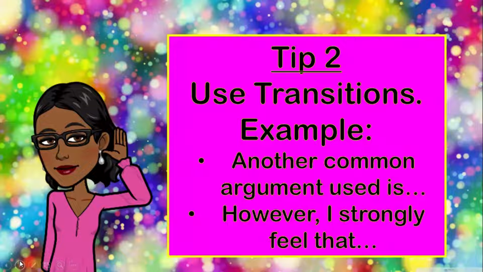Tip 2, use transitions. Transitions are words or phrases that we use to link ideas and concepts together. It makes it easier for us to move from one section of the essay to another without having any interruption of the flow of the essay. So when you're writing your argumentative essay, there are certain transitions that can be used. I've listed 2 here, but there are others. Another common argument used is, or however, I strongly feel that. These are just 2 examples of transitions that can be used for the argumentative essay.